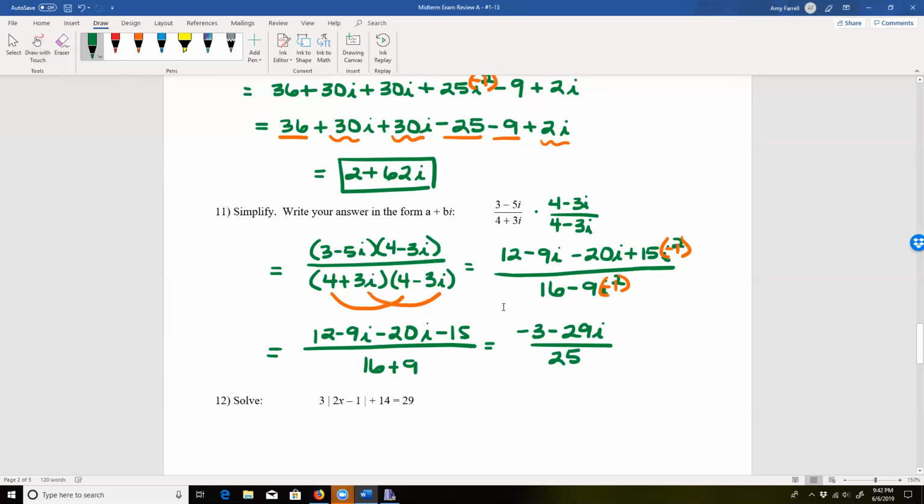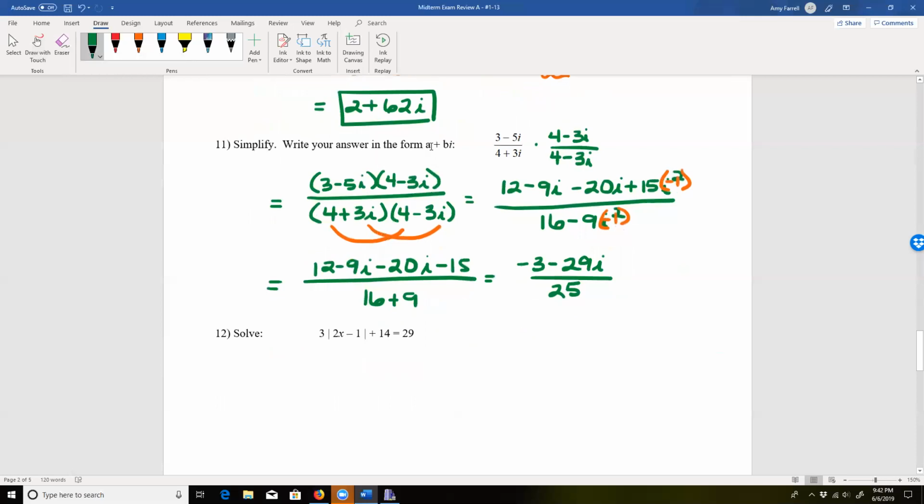Now we're not quite done yet. It does want our answer in the form a plus bi, meaning they want to see the real and the imaginary part of the complex number. So we do have to split at the very end here. I'm going to put each of the terms of the numerator individually over the denominator. So the final answer is negative 3/25 minus 29i over 25. So that would be proper standard form of a complex number.